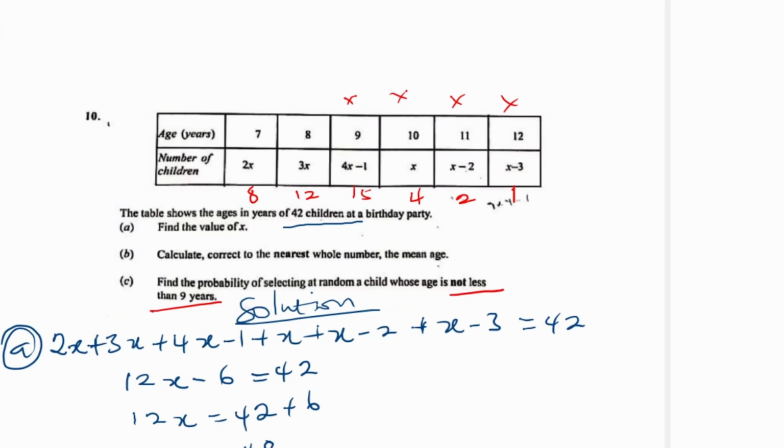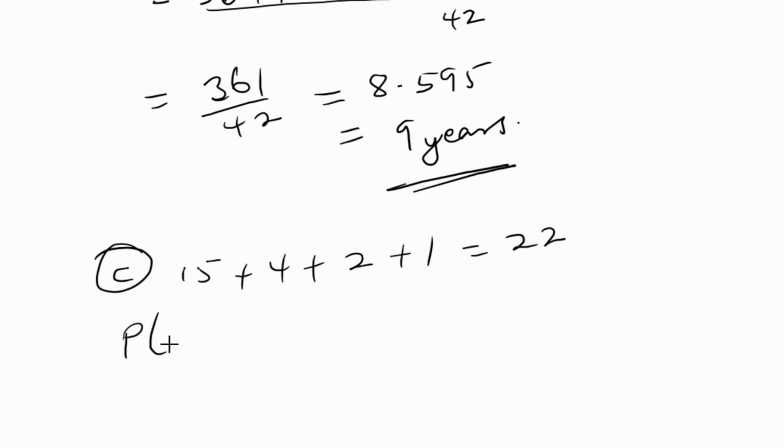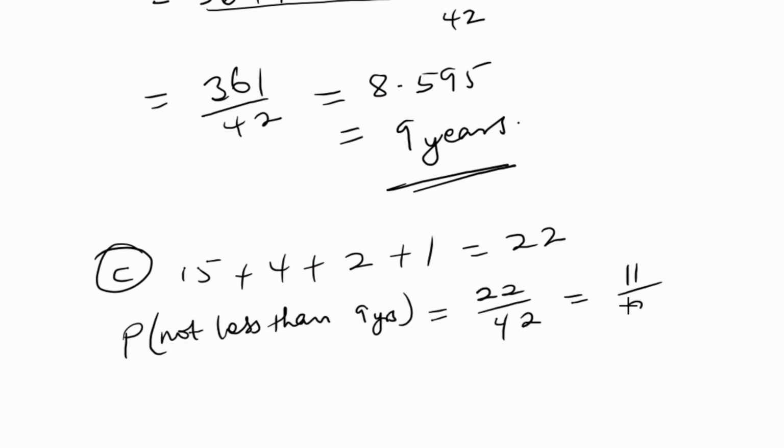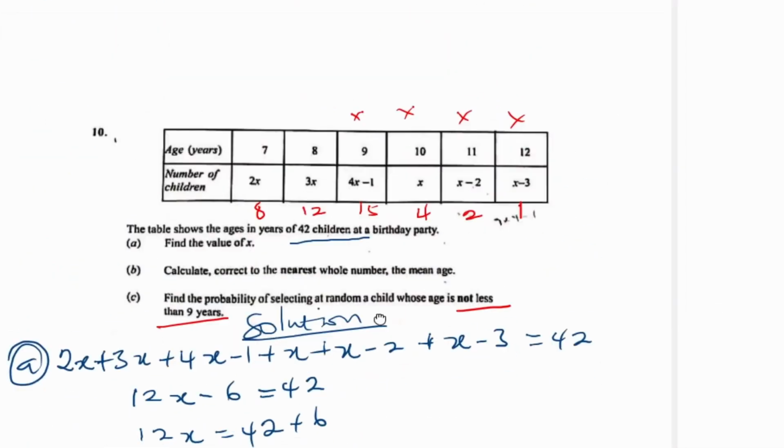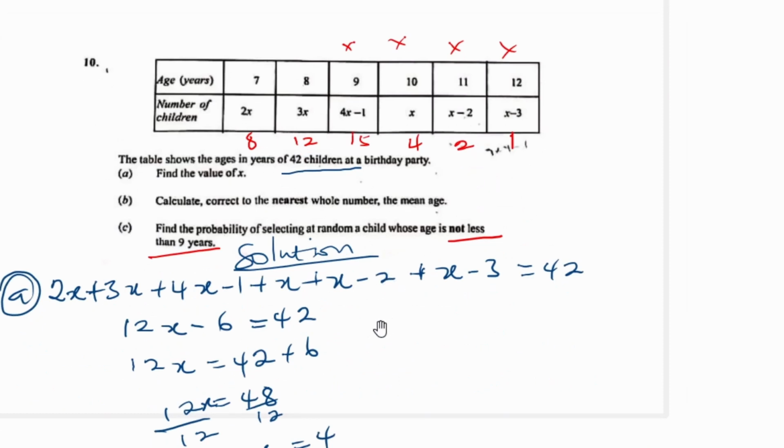Let's get that quickly. Right, so like I said, when we added 15 plus 4 plus 2 plus 1 it gives us 22. So the probability of selecting a child whose age is not less than 9 years is 11 over 21. And that is question 10. Wow. Yeah, almost 2. Let's get on to question 11.